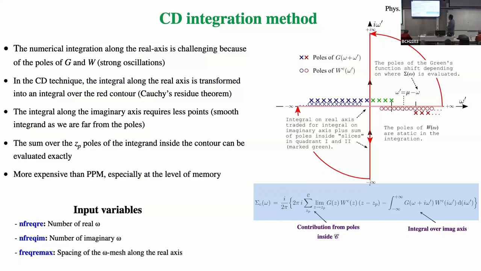Okay? And this is essentially the expression that you get for the correlated part of the self energy in terms of an integral over the imaginary axis, plus an integral coming from the poles inside this contour. But the poles are only limited to a finite frequency range. You don't have to go up to infinity when sampling the screened interaction. And these are the three parameters that allow you to select the frequency mesh in the polarizability along the real axis.